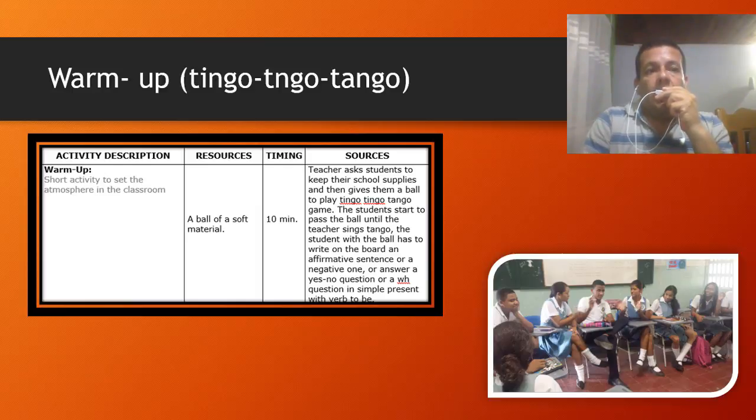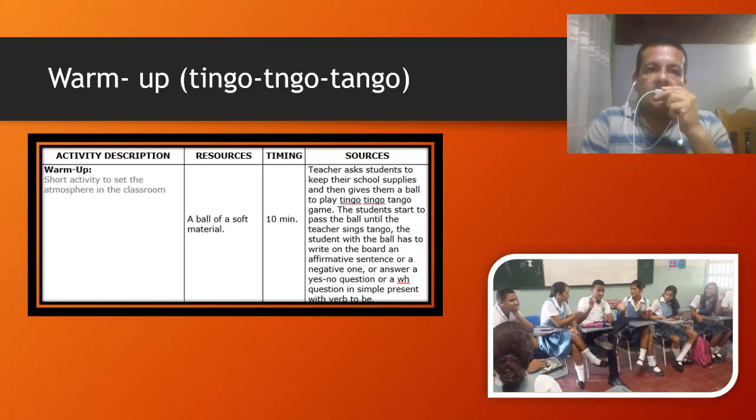I consider this is a good activity because it makes students be active, think fast, and use what they know. Here we are going to focus on verb to be in simple present.